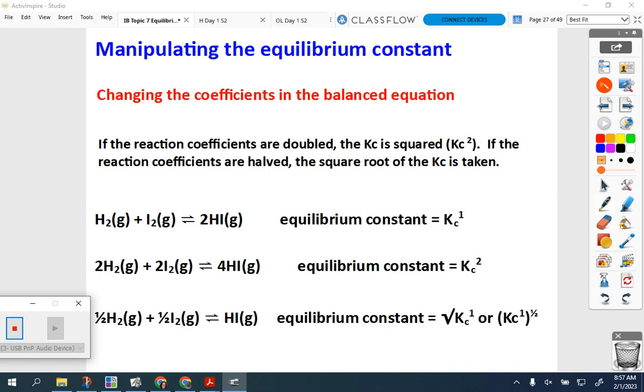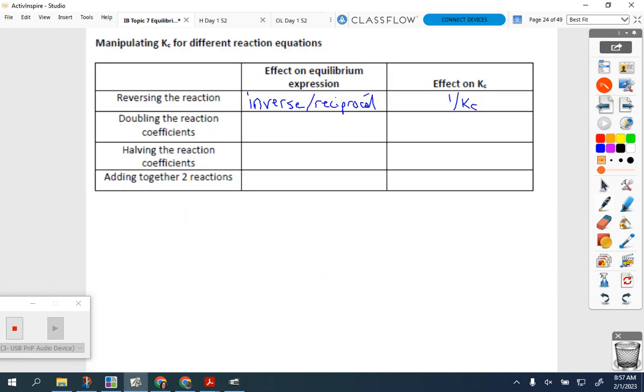Okay. So if we go back to the table, doubling, we would square it. Halving would be square root. And they're not going to ask you anything more complicated than that.